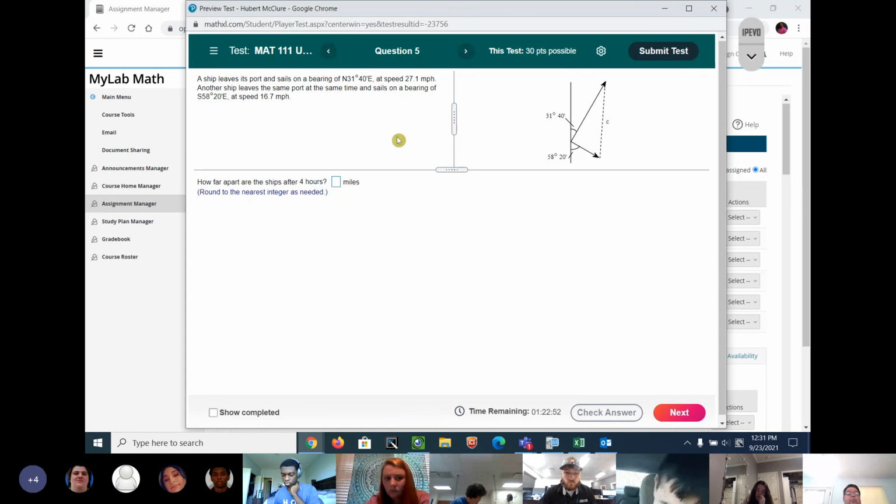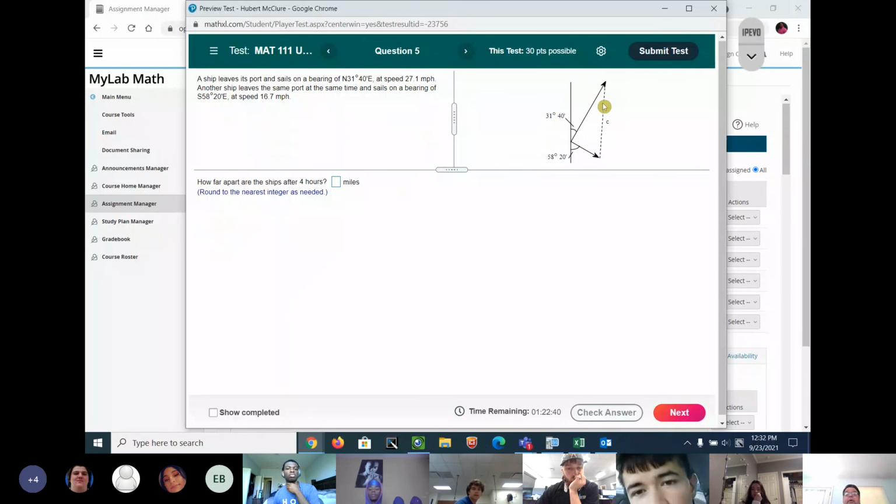Next, there's one of our bearings. We did one of these in class. You know, your bearings, that's a 90-degree angle. So therefore, you can figure out what this is. Alternate interior angles. This is 31°40' right here, and this is 58°20' right here. So you use your geometry skills there, and you can work that out.